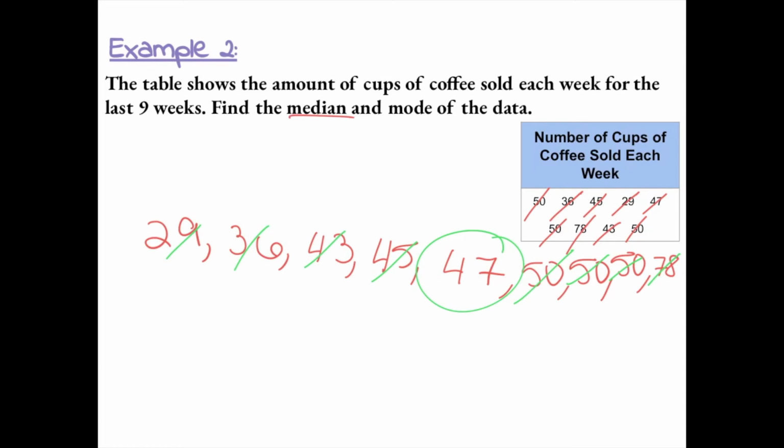Because the number 47 falls directly in the middle of the data set when sorted from least to greatest, 47 is our median. To find the mode of the data, we need to look for the number that appears most often. As you can see from the data set, the number 50 appears 3 times, while every other number appears once. So 50 is our number that appears most often, making 50 our mode.